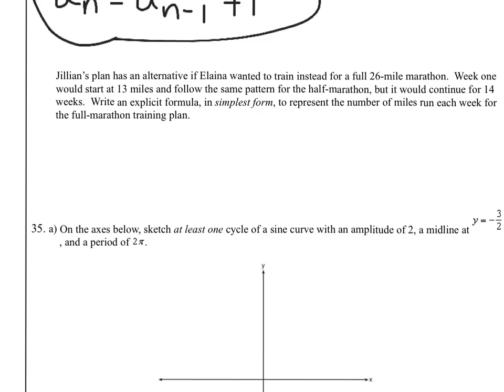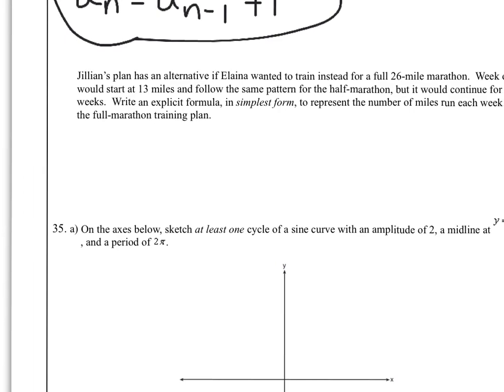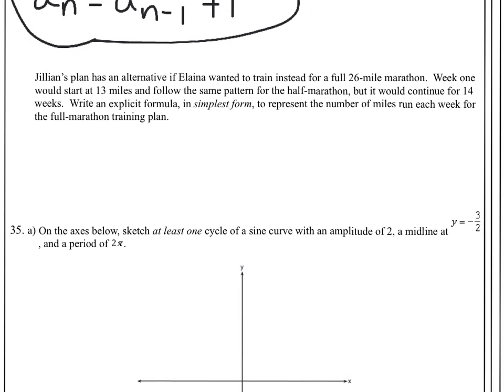For the last part, they want an explicit formula. So if you look right here, they're asking for an explicit formula in simplest form. So remember, for an arithmetic sequence, the general formula is a sub n equals a sub 1 plus n minus 1 times d. All right, well, let's write a sub n equals.